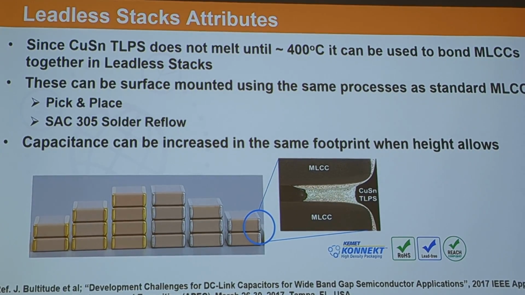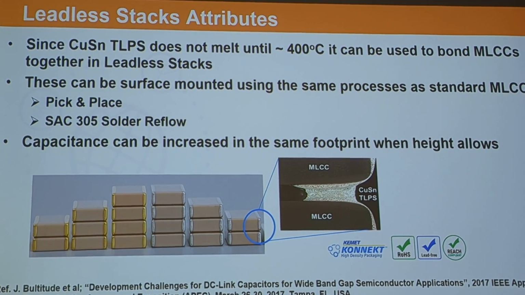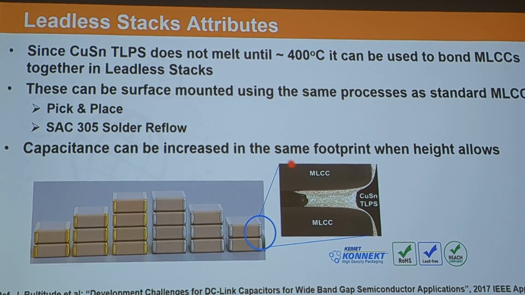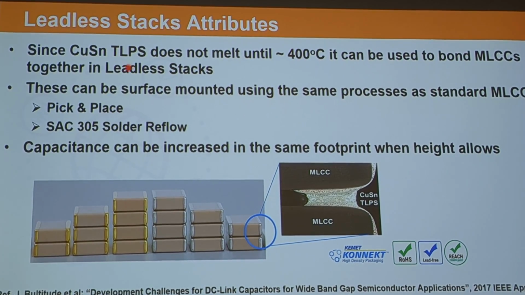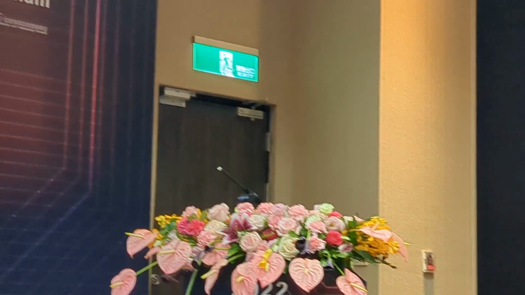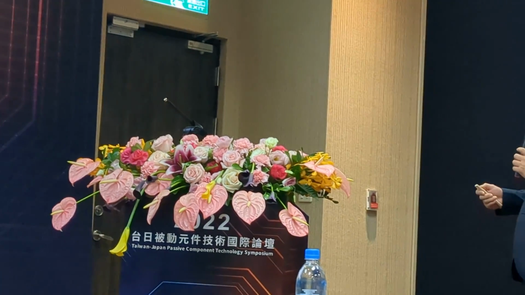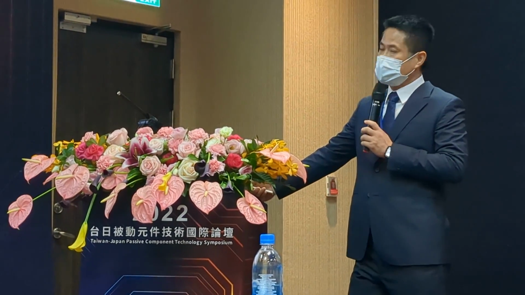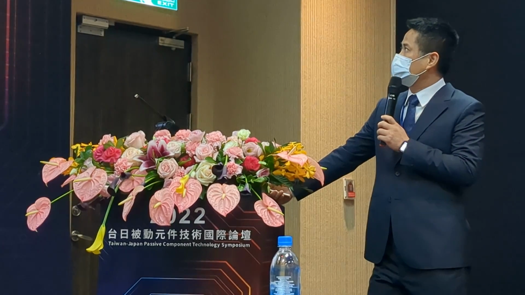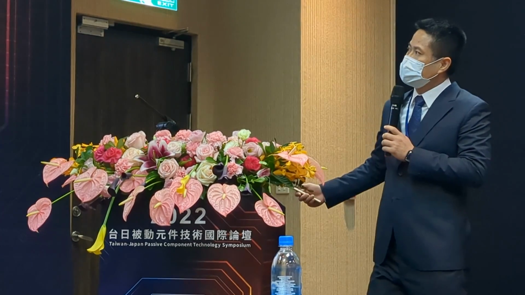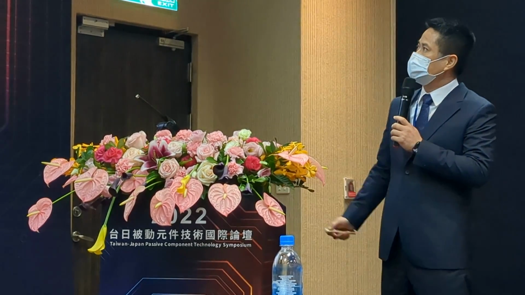And this is our pattern process. We call the Lidis stack capacitors. We developed a copper tin TLPS. The TLPS stands for transient liquid phase sintering. The copper tin TLPS interconnect, it melts at a relatively high temperature, around 400 degrees Celsius. And it can be used to bond the MLCC, actually not only MLCC, but also SMD components.